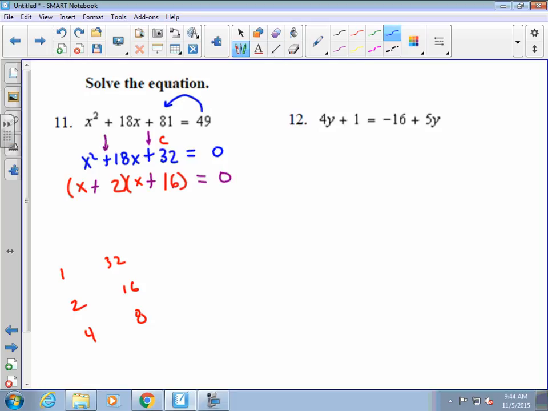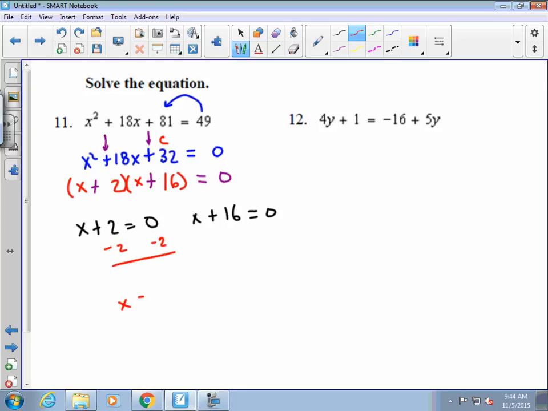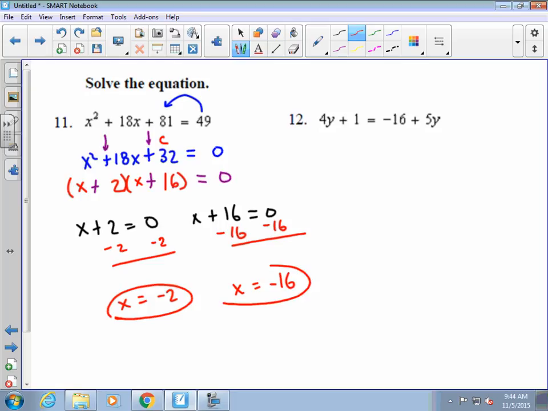Write it as two separate problems. The first one, x plus 2 equals 0, and x plus 16 equals 0. So that's two very simple algebra 1 problems. Subtract 2 on both sides, 0 minus 2. X is either negative 2, that's one of the answers, or subtract 16 on both sides, 0 minus 16. X is negative 16. Two answers for number 11. And we'll finish the rest on part 2.